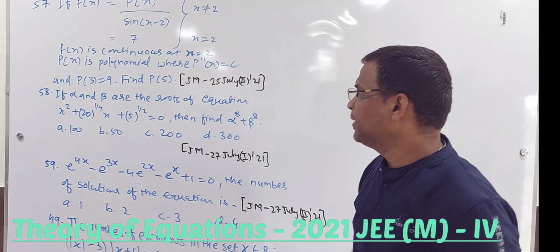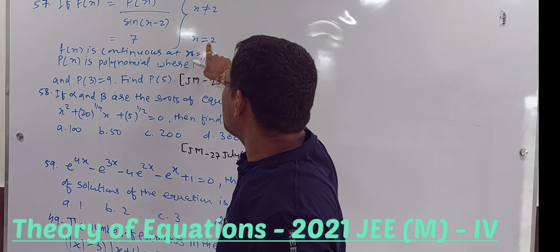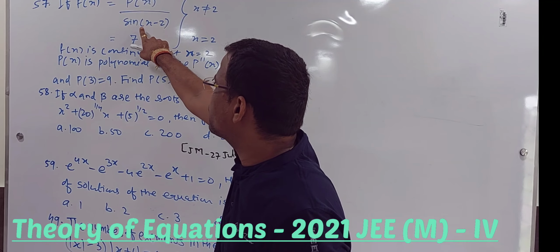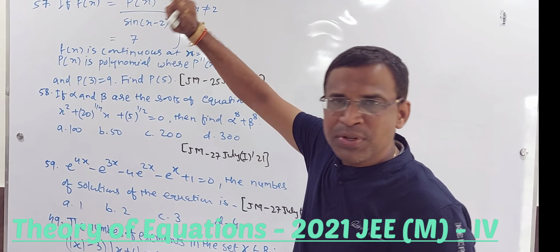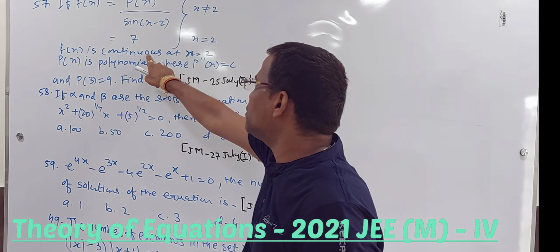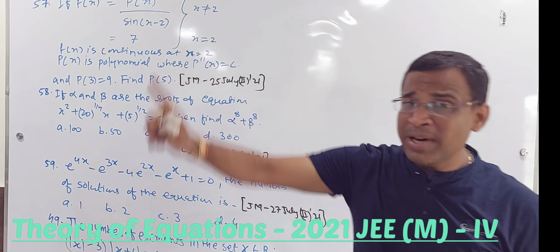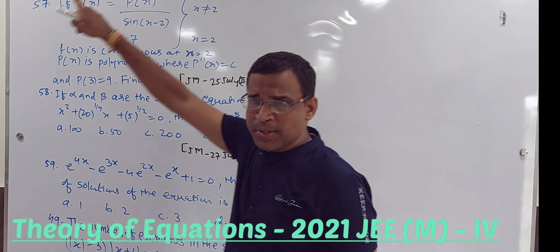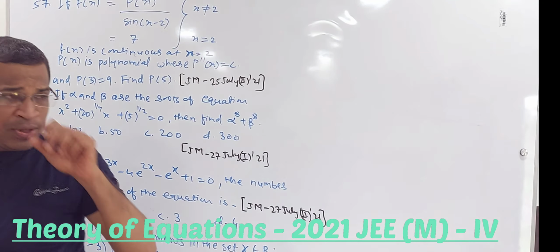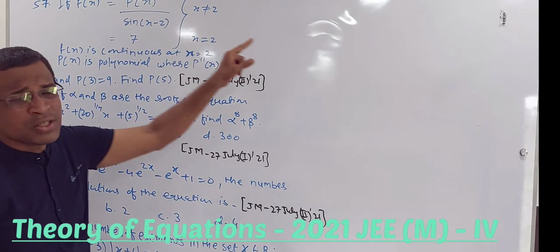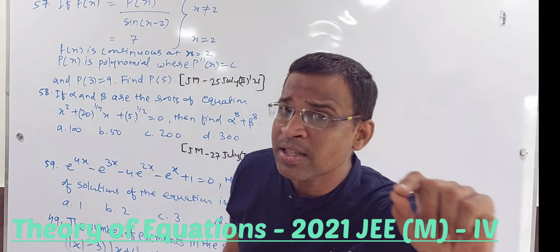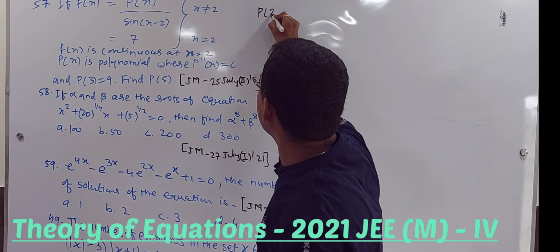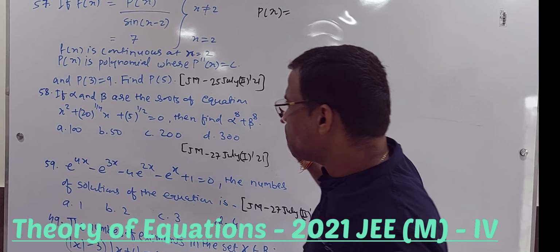I am repeating it again. At x is equal to 2, this function is continuous. If I put x is equal to 2, this gives me 0, sin 0 is 0, so the denominator is 0. But it is given that it is continuous. It is continuous only in one condition, that the numerator is also 0. So 0 by 0. Numerator 0 means p of x is equal to 0, and p of x 0 means what? At x is equal to 2, p of x is 0, that means x equal to 2 is a solution.